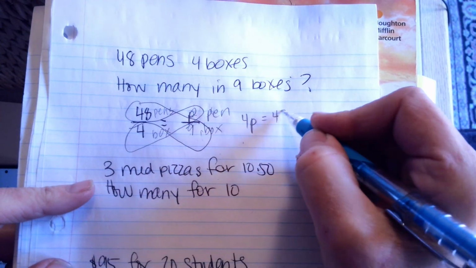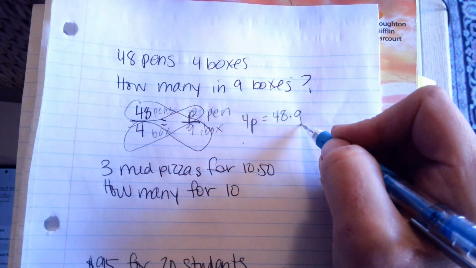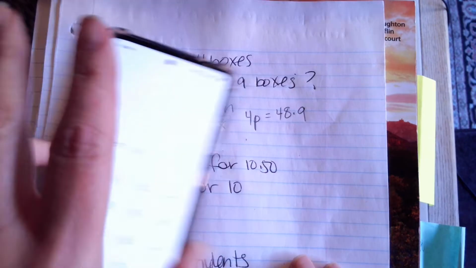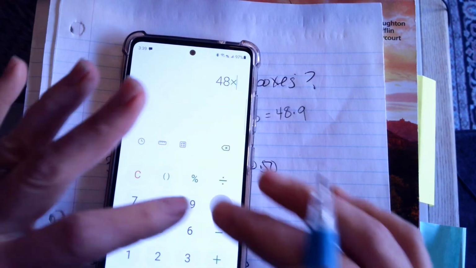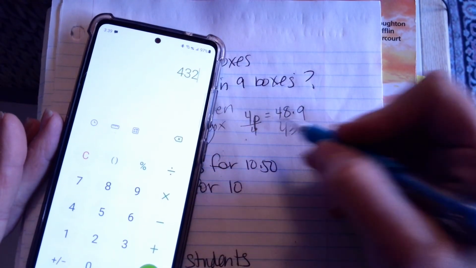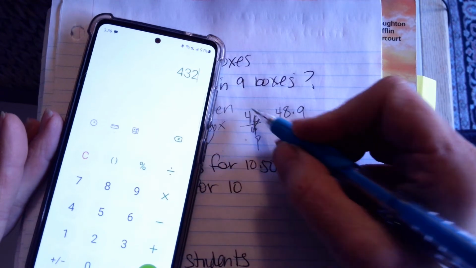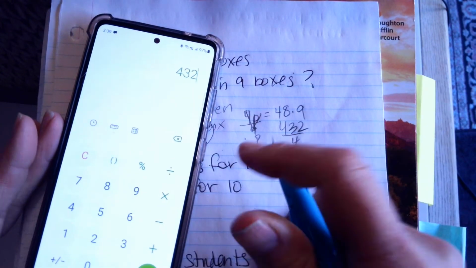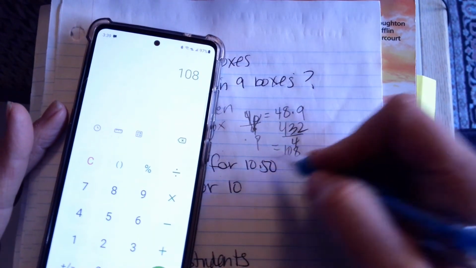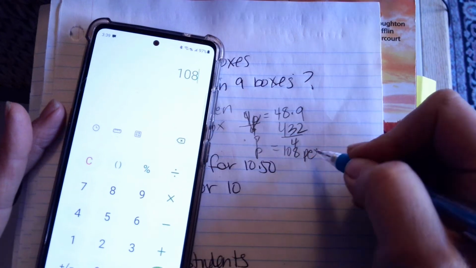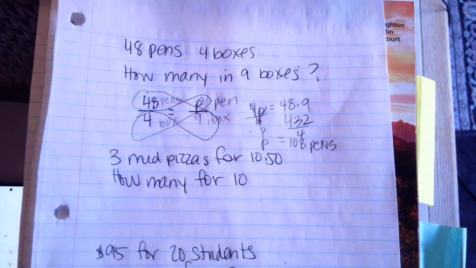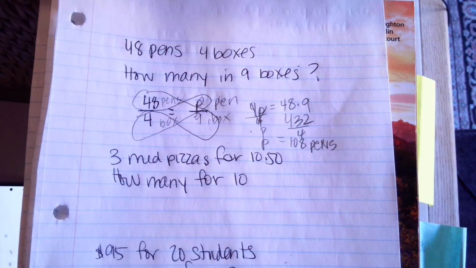108. Does that make sense? Mm-hmm. Okay. So we're going to do on our calculator or by hand, 48 times 9 equals 432. And then they're multiplying, so we divide. Anything we do to one side, we do to the other. 432 divided by 4 is 108. And then we label it. Make sense? Okay, so you are going to set up this one.